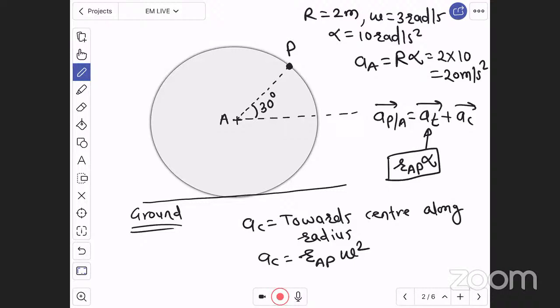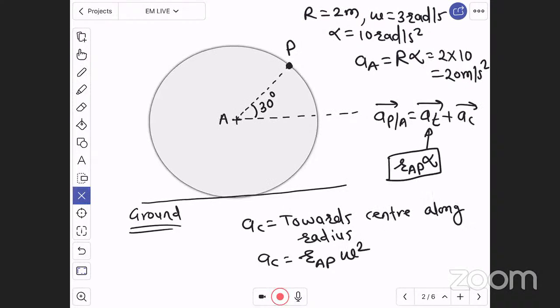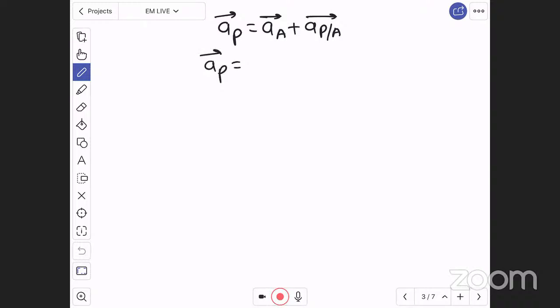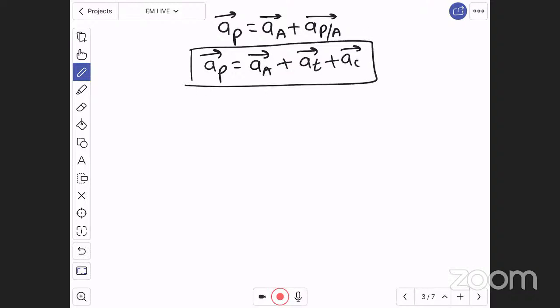Right. Therefore, once you calculate this, we can say that acceleration of point P is equal to acceleration of point A, acceleration of center point, plus acceleration of point P with respect to center point. Which is nothing but acceleration of point P is equal to acceleration of center point, that is A point, plus tangential acceleration plus centripetal acceleration. And my dear students, this is a vector addition. And vector addition follows law of parallelogram.